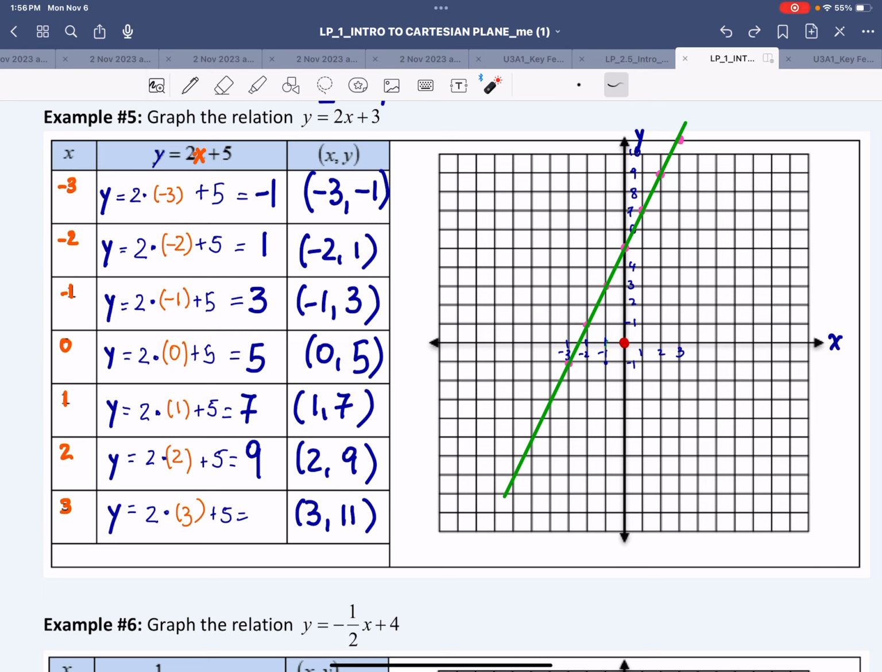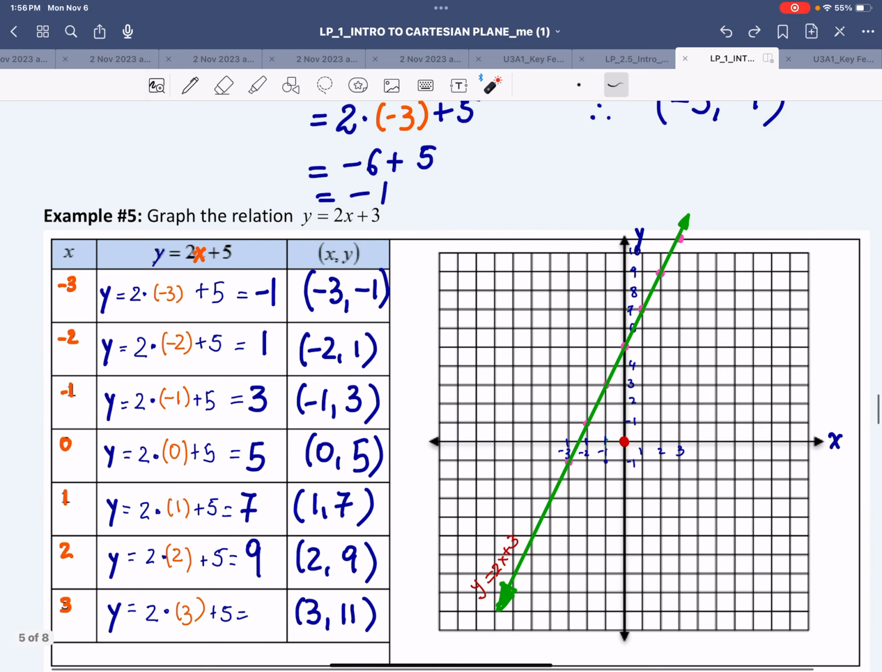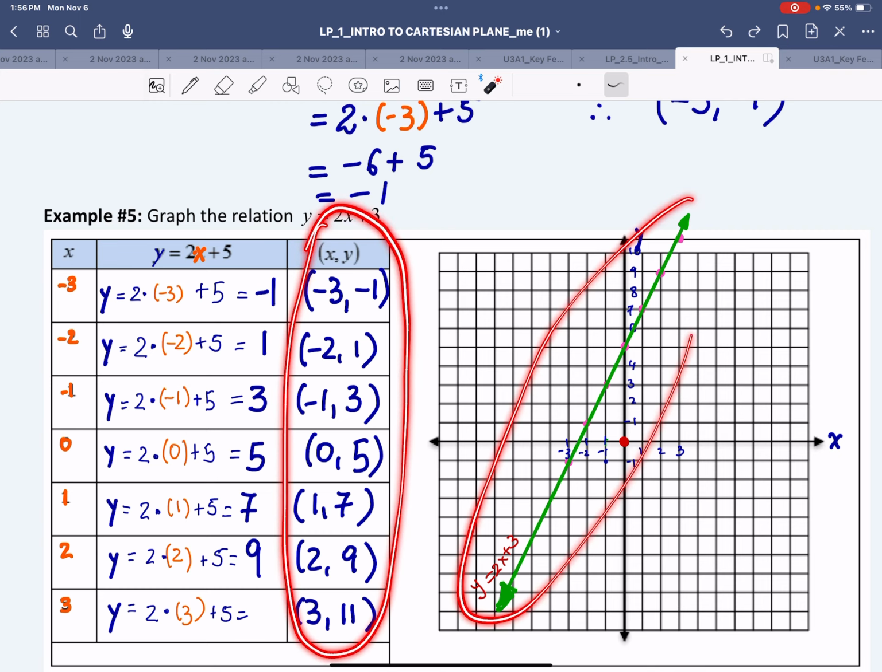Remember that whenever you draw the line, draw 2 arrows at the ends and label the line by its equation. As you can see, the same relation that exists between x and y, expressed in this equation, can also be described by a table of values where the x and the y are related, by a set of ordered pairs, and by a graph.